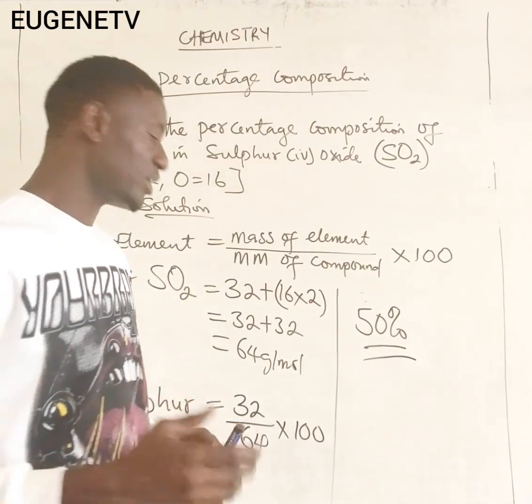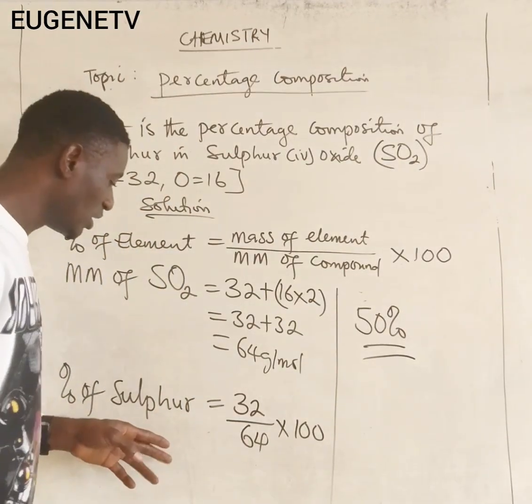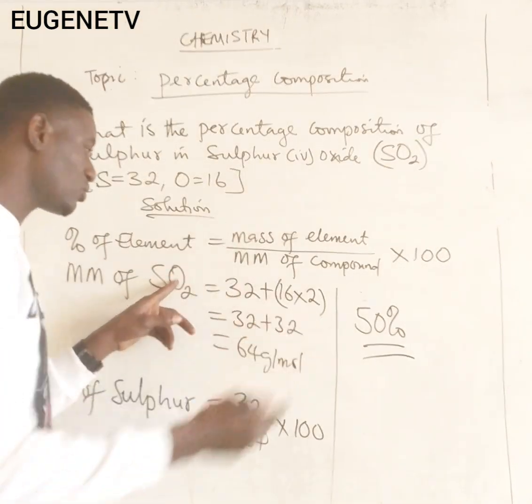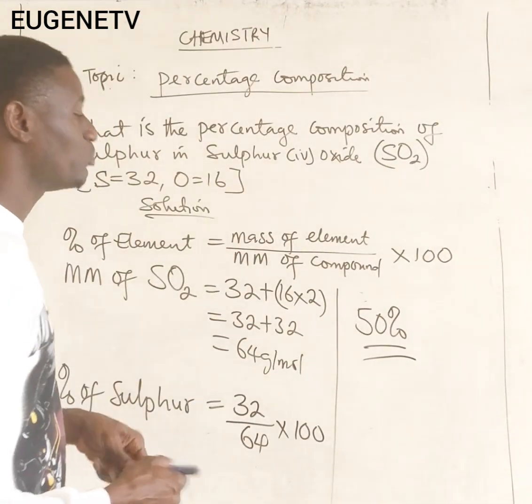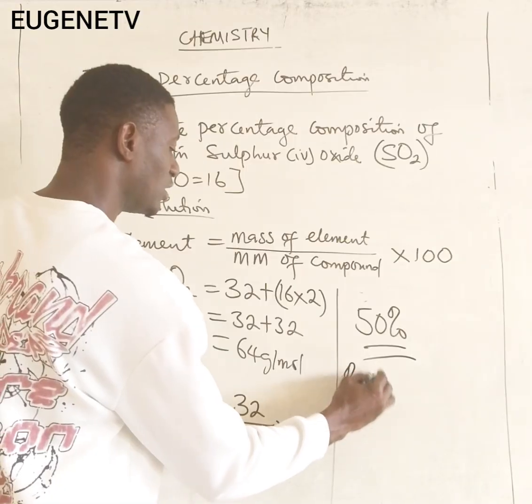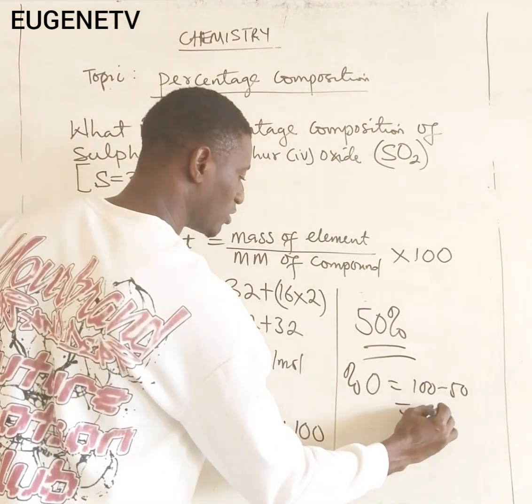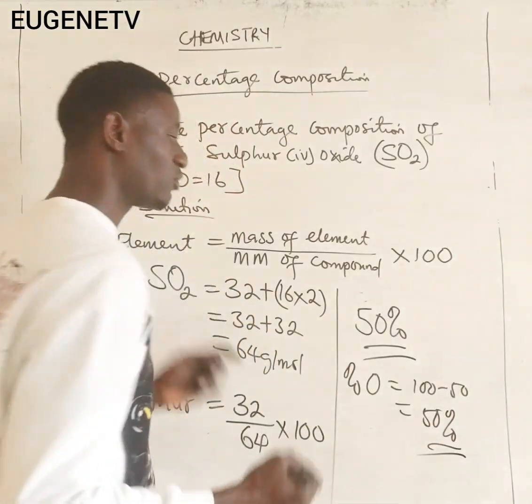Now, this is very simple. If somebody asks you what is the percentage of the remaining element, which is oxygen, there is no need of going about calculating again. What you simply do is, the percentage of oxygen in this case is going to be 100 minus 50, which of course should give us 50%.